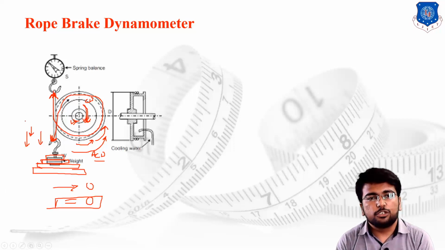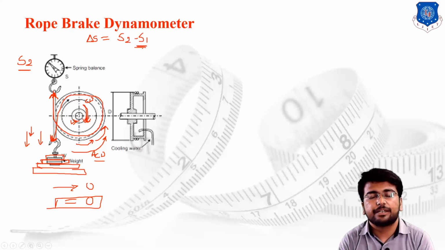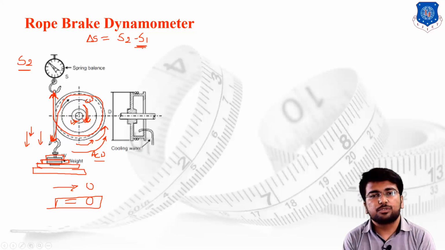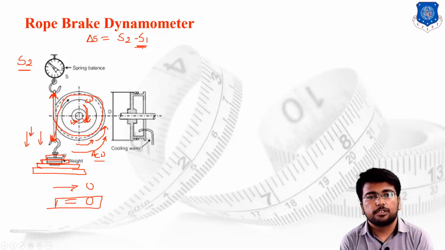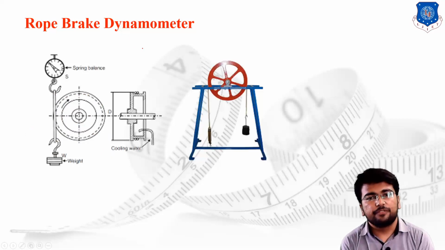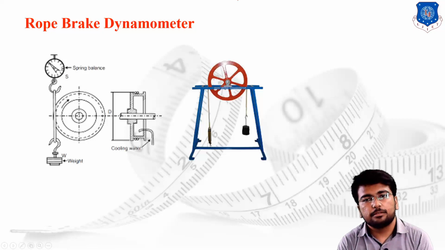Once the speed is 0, we find some value, let's say S2. Then, to find the total force applied, we simply do S2 minus S1, because S1 is the dead weight condition, which is not counted once you start to measure the shaft power. So this is the basic case of the rope brake dynamometer. The figure shows the basic structure of the rope brake dynamometer which we use in academic institutes. The particular rope has been extended.